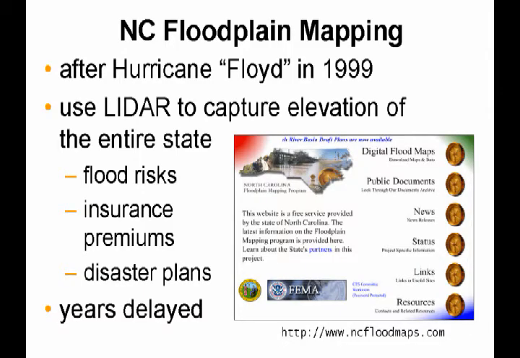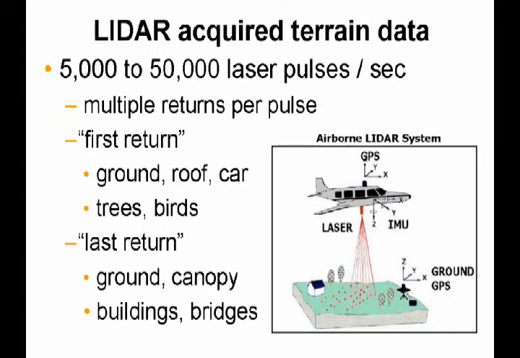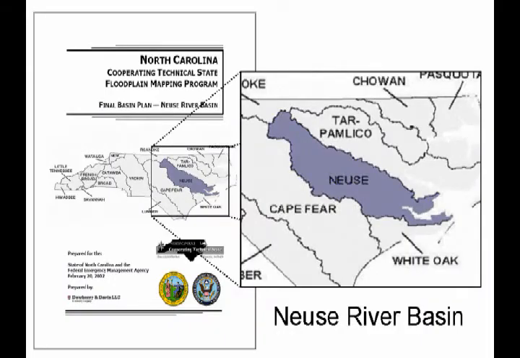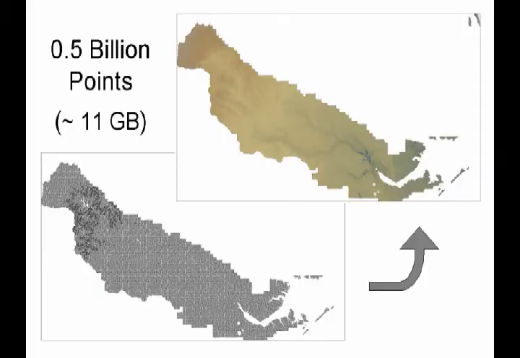The 0.5 billion terrain points come from the NC Floodplain Mapping project started after Hurricane Floyd. North Carolina employed airborne LiDAR technology to scan an entire state. The laser beam is also reflected by vegetation and man-made structures. So after cleanup, the bare earth data for the Neuse River Basin alone contains 500 million points. Such data is commonly Delaunay triangulated, for example to create digital elevation maps.